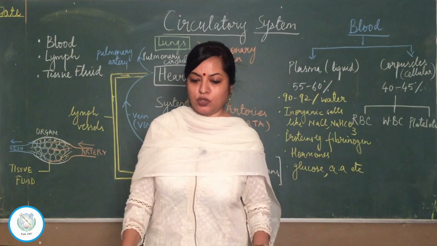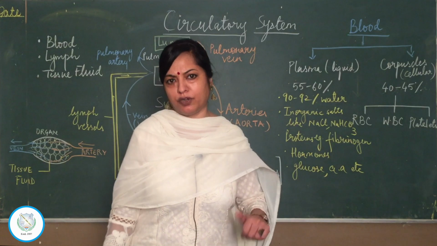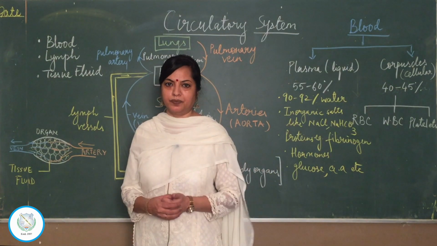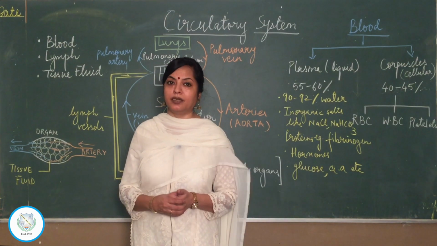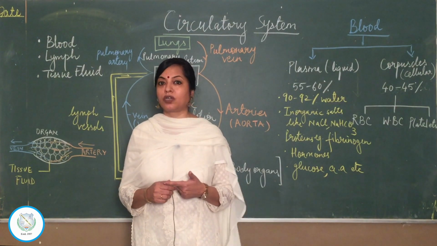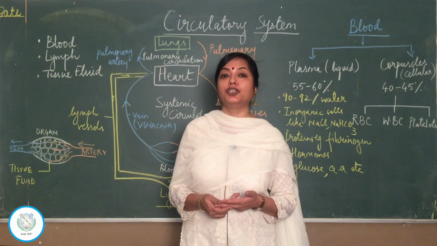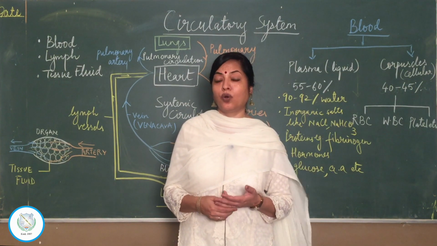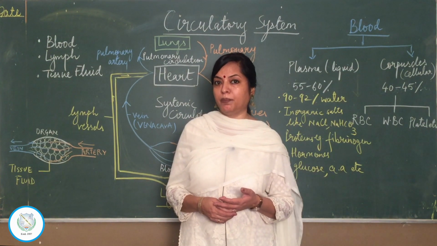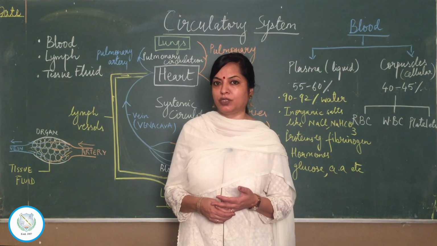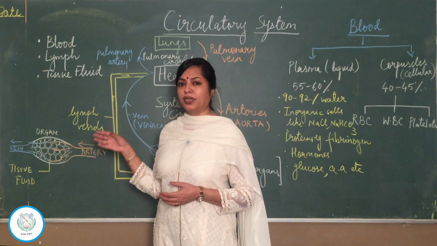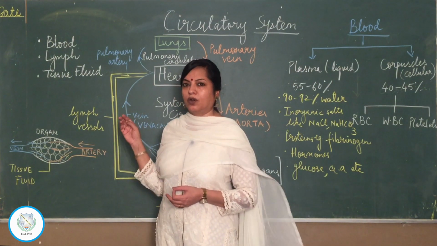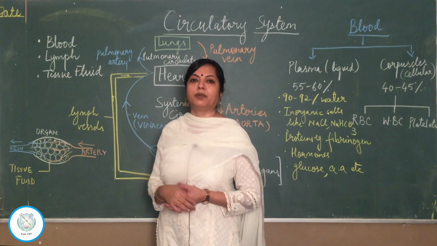Now a thought comes to our mind that what is the need for this circulation? Why is it needed? Now there are very important things which every body cell needs. First, oxygen. Second, nutrients. Third, hormones. Hormones also play a very important role in our body. We will study about it in endocrine system. So these nutrients, these gases, these hormones need to reach every body cell.